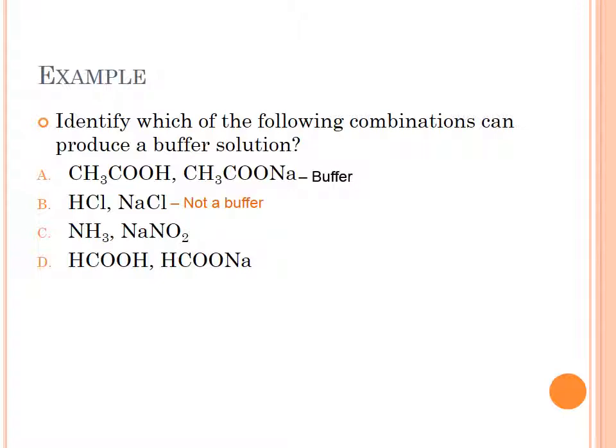Ammonia and sodium nitrite. Ammonia is a weak base, but the nitrite ion is not its conjugate acid, so that's not going to work. Here we have formic acid and sodium formate. So weak acid, salt of its conjugate base, that works as a buffer.